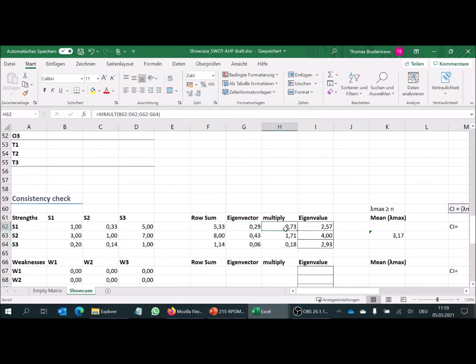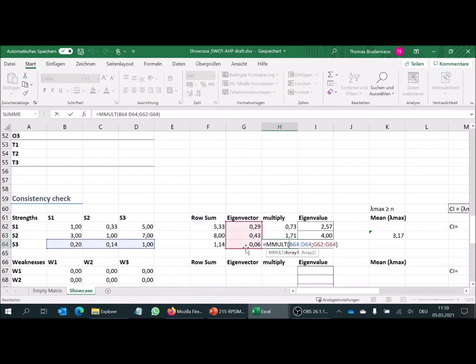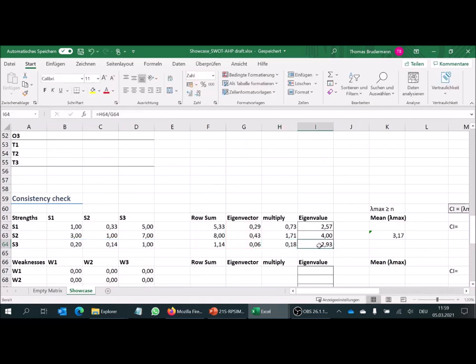the matrix multiplication results. So here we basically, as you can see, multiply this row with the eigenvectors. Then this multiplication takes the second strength with the eigenvector. And likewise, we have here the matrix multiplication of strength 3 with this eigenvector here. The eigenvalue then is calculated by dividing this multiplication result with the eigenvector. And the mean of these eigenvalues gives you the lambda max.